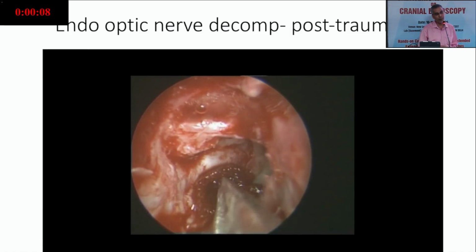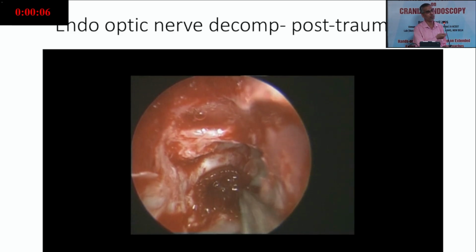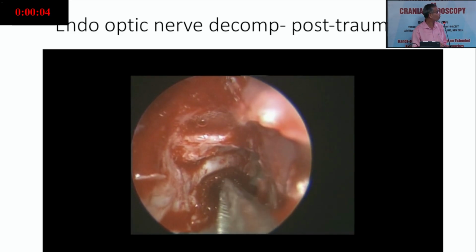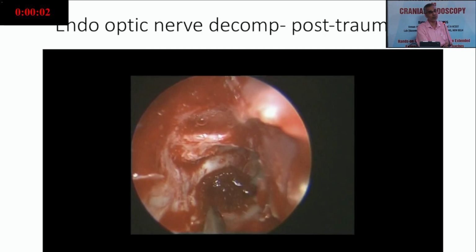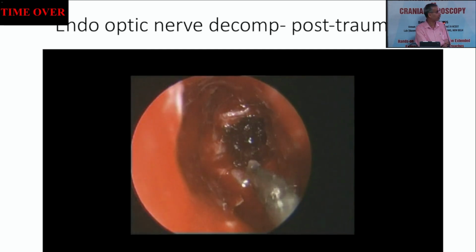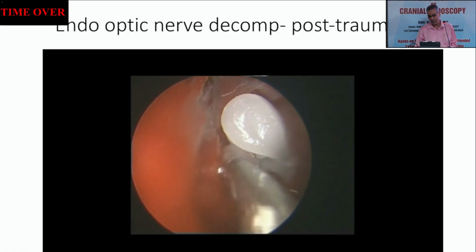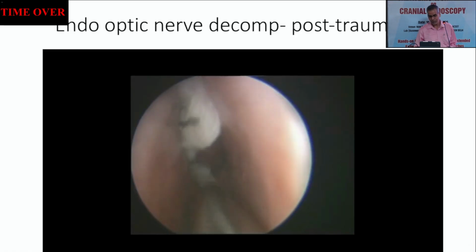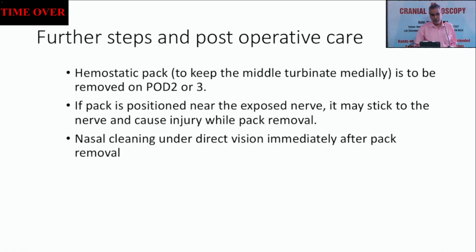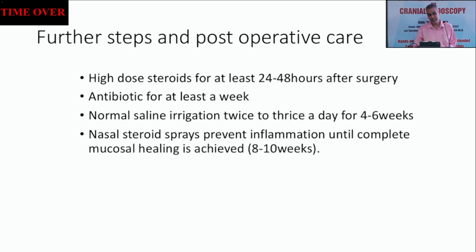Don't put a pack directly on your nerve, because when you pull the pack out after 48 or 72 hours, you may again traumatize the nerve, especially if the sheath has been excised. So hemostatic pack, and also pack in the middle meatus to avoid adhesion with the lateral wall. And the pack is removed after 48 hours.